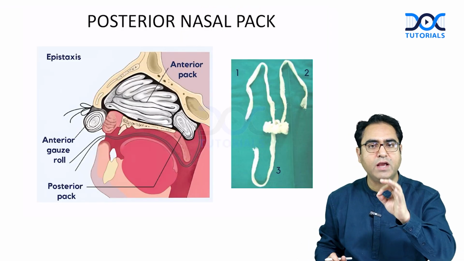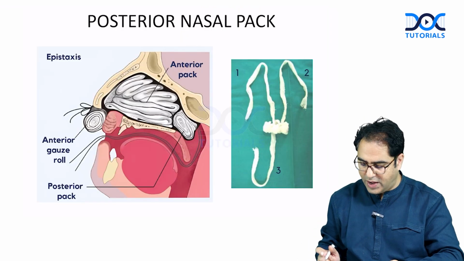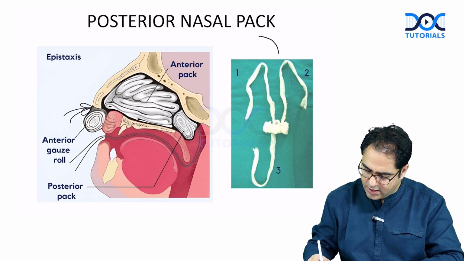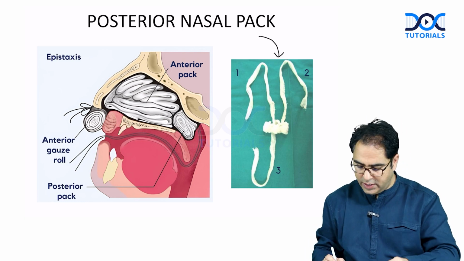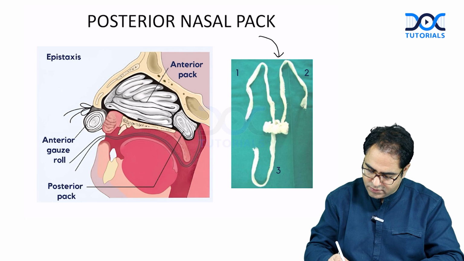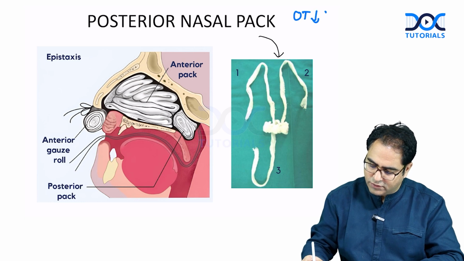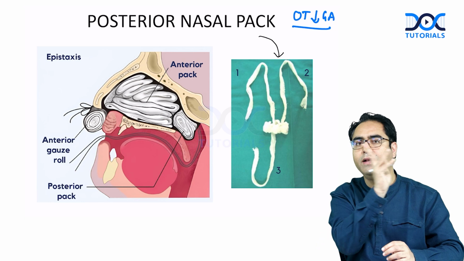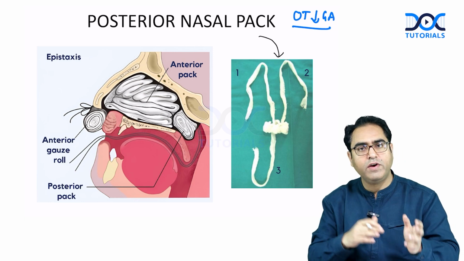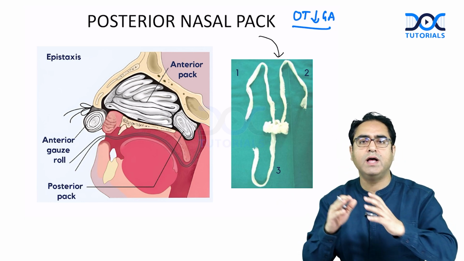If anterior nasal packing fails to control bleeding, then you put one more pack, which is called a posterior nasal pack. My dear friend, posterior nasal pack is always done in the operation theatre under general anesthesia. It's not a very easy pack to put because you're putting a pack through the mouth and right behind the nose. And it's always placed in conjunction with the anterior pack.